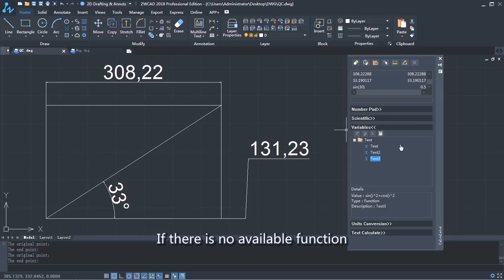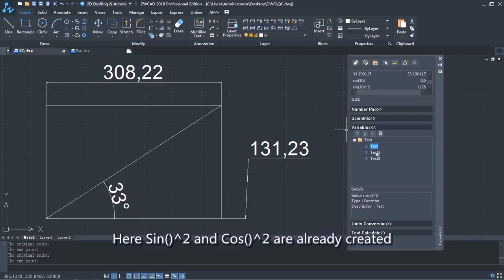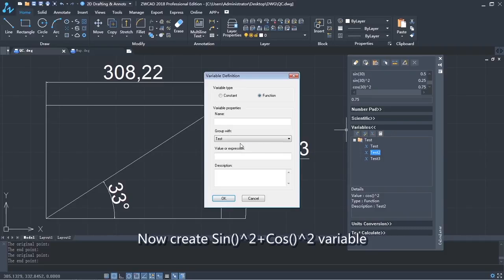If there is no available function, you can create it in variables. Here, sine squared and cosine squared are already created. Now create sine squared plus cosine squared variable.